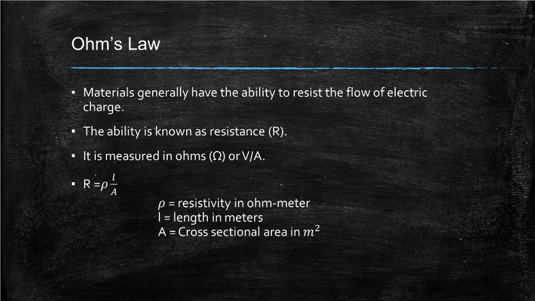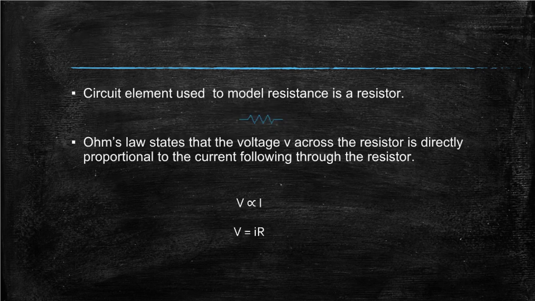For extra information, good conductors have low resistivity while insulators have high resistivity. The circuit element used to model resistance is a resistor. It looks like this in a circuit diagram.